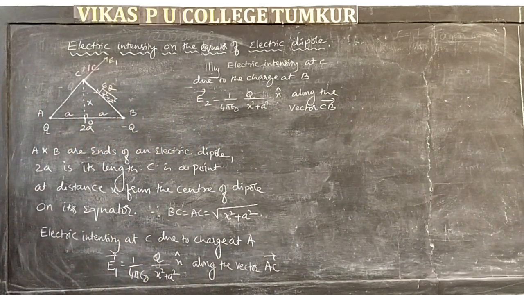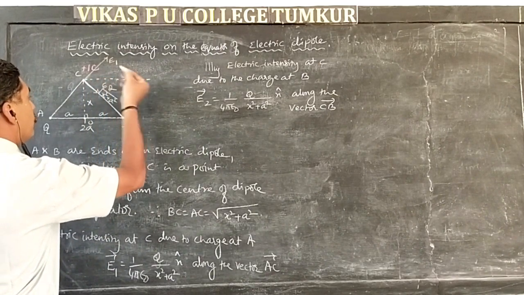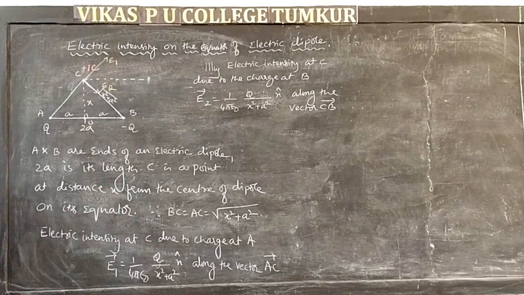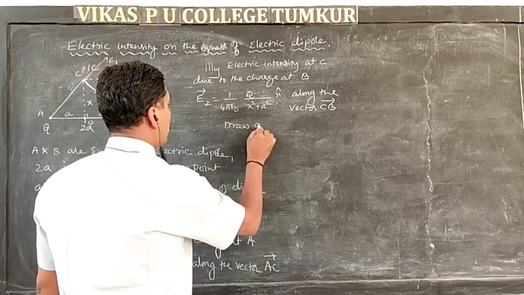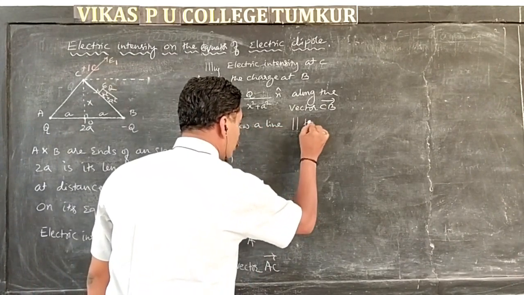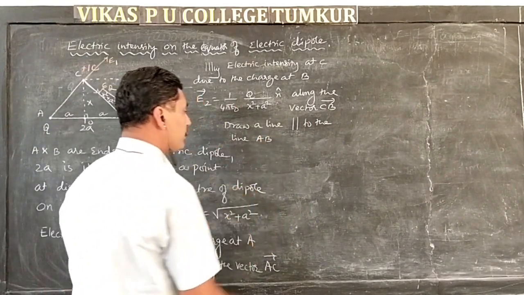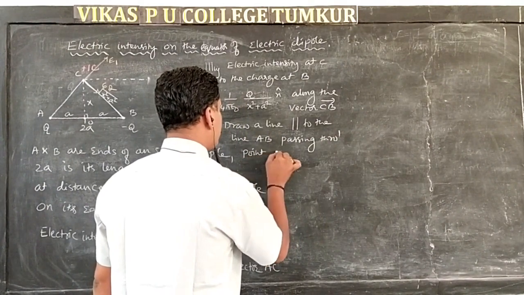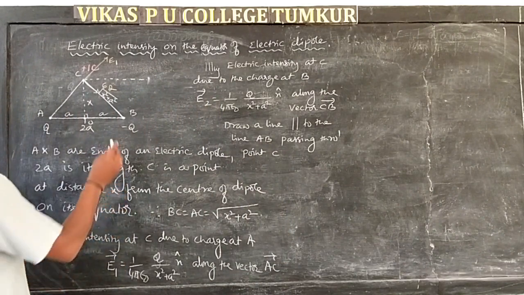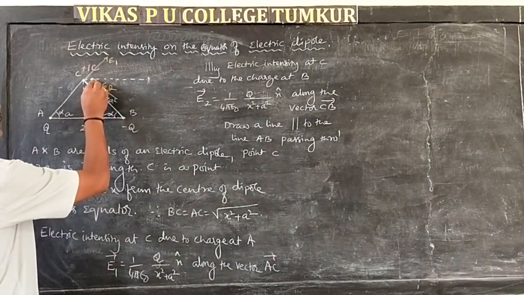Okay. Now at point C, I will draw a line parallel to AB passing through point C. Let me assume this angle as alpha. This is an isosceles triangle, so this is also alpha. If this is alpha, then this angle is also alpha.